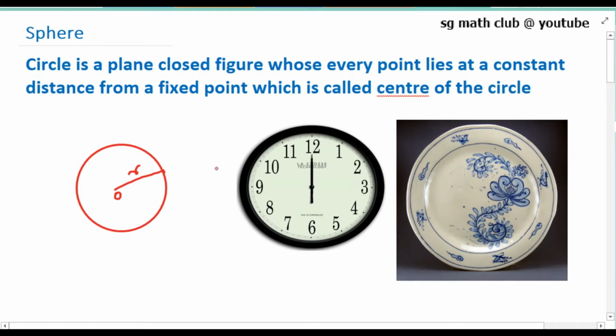Now, if you paste a string along the diameter of a circular disc, where the diameter is the longest chord of the circle, and a chord is the line segment joining any two points on the circle, and rotate it, just as you rotated the triangle and got a cone, you will get a new solid shape that is called a sphere.